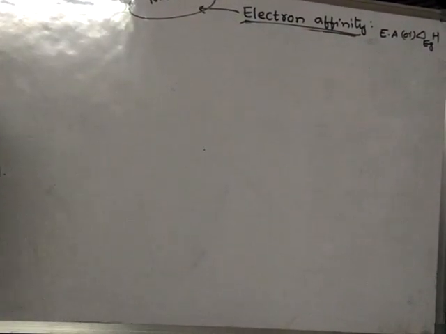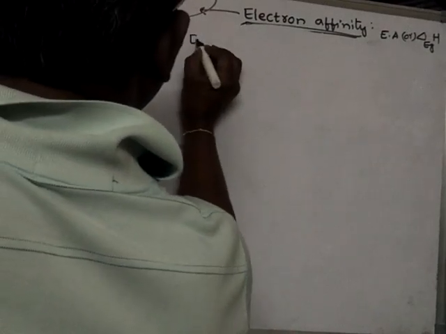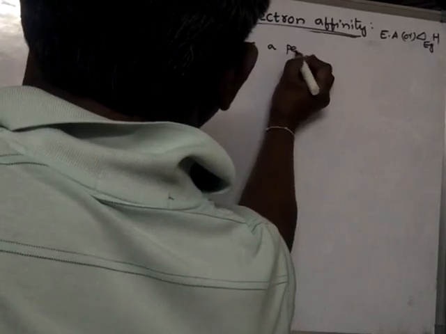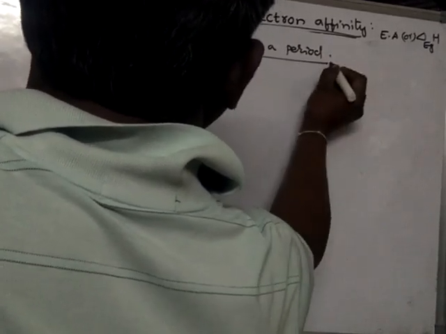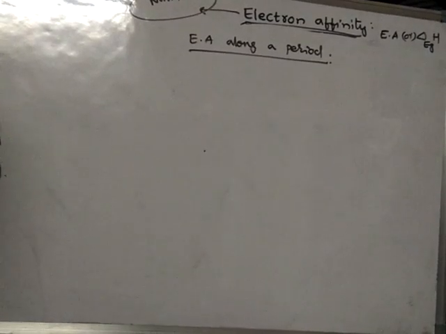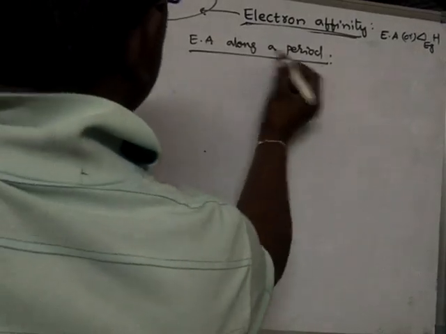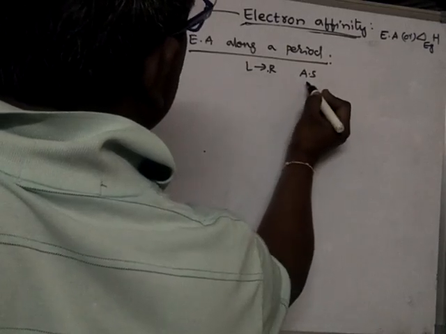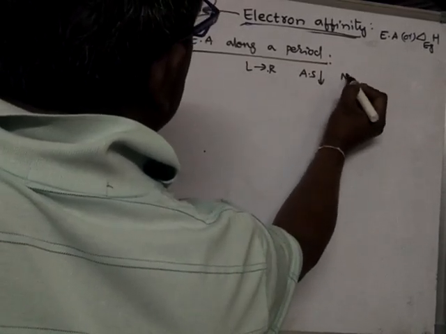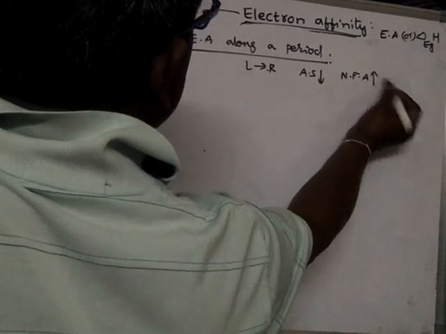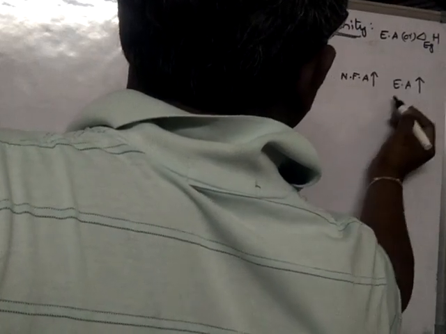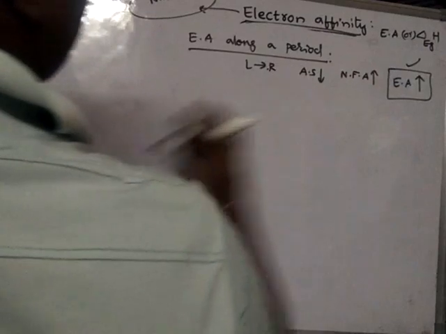Now let us learn about electron affinity along a period. See what happens to electron affinity along a period. From left to right, atomic size decreases, and nuclear force of attraction increases. So what happens? Electron affinity increases. From left to right, electron affinity increases.